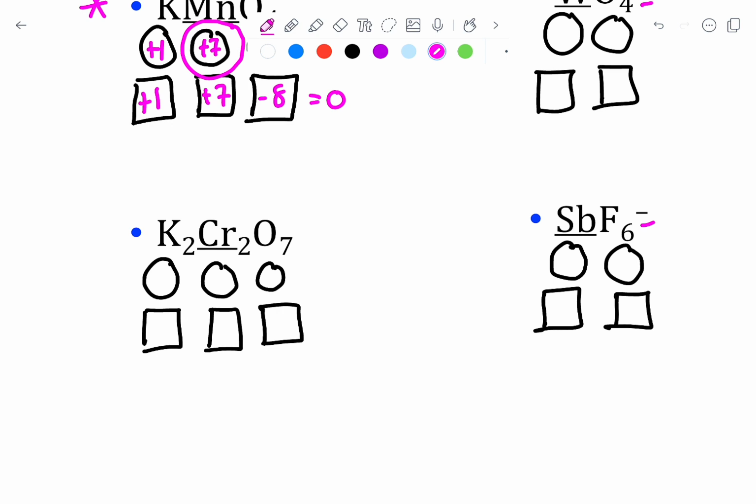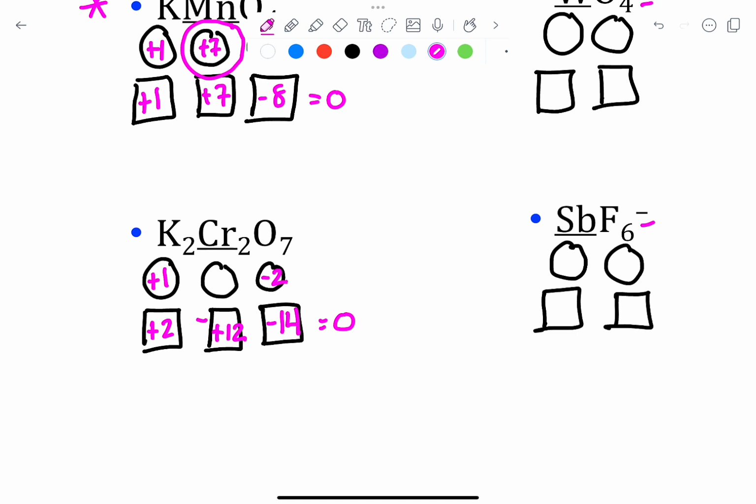K2Cr2O7. This one's similar to our last one. We know K is +1. We know oxygen is -2. There's 7 oxygens, so that's a total contribution of -14. We have K2, which is a total contribution of 2 from the potassium. Our overall charge is 0, so the overall contribution from chromium has to be +12.